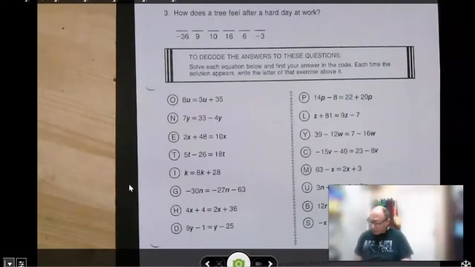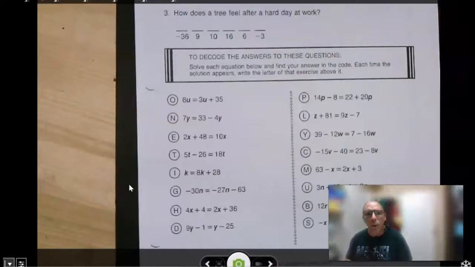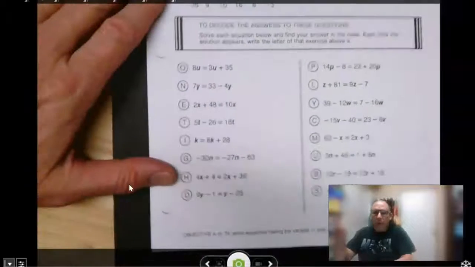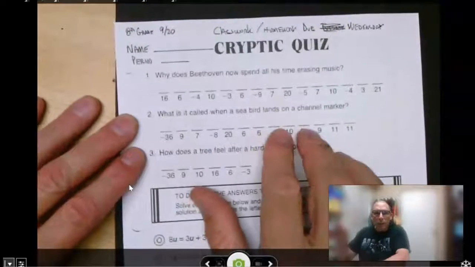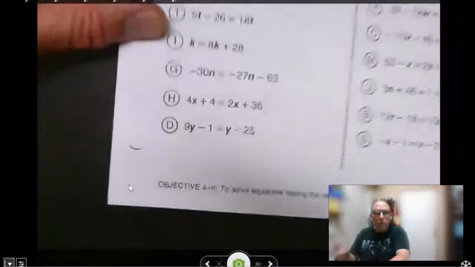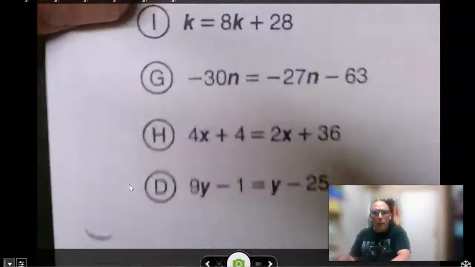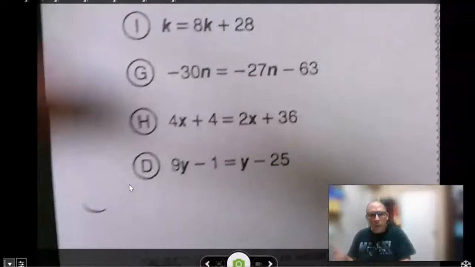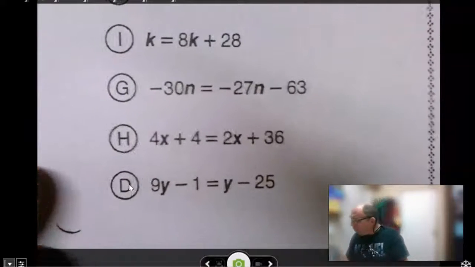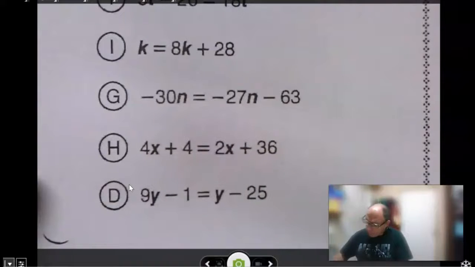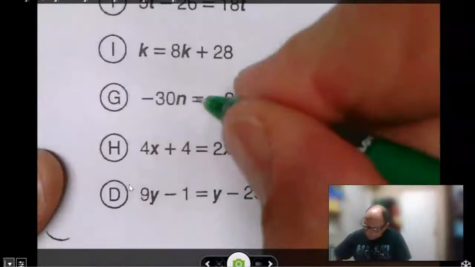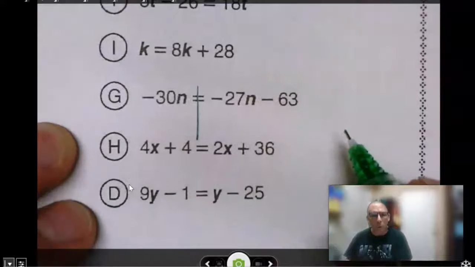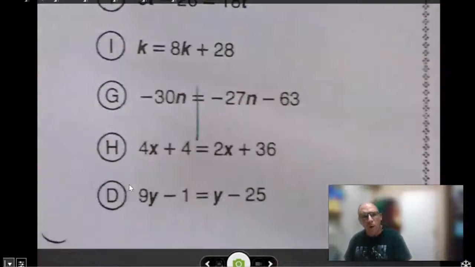So let's take a look at this, and I'm going to jump right into one of the harder ones. I'm going to go down to problem G. All right, so you're in Cryptic Quiz, and let's drop down to G. I'm going to zoom way in here. On every one of these problems, we're going to flip our paper over and work on the other side. But before we do that, I want to look at our notes, the 5 steps of solving equations.